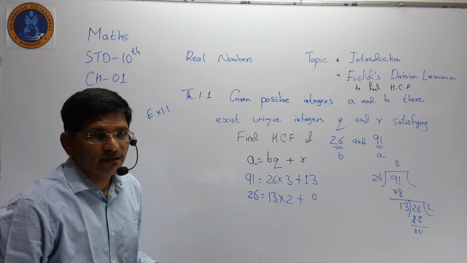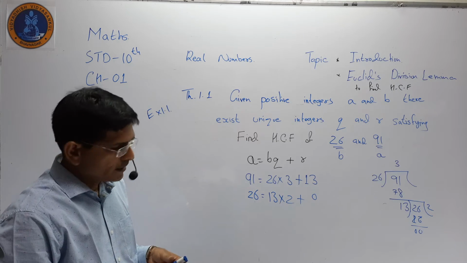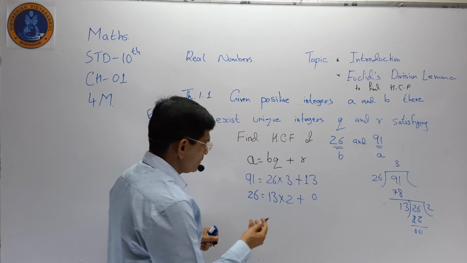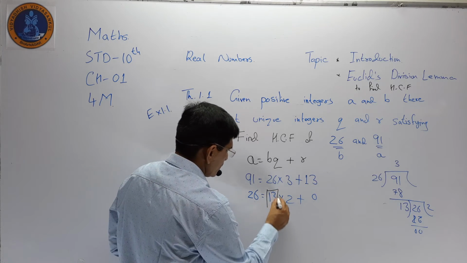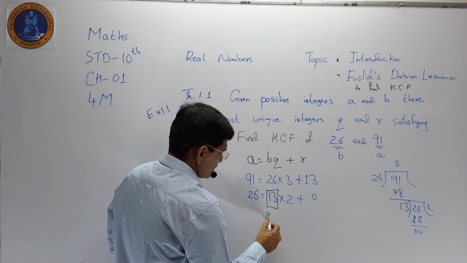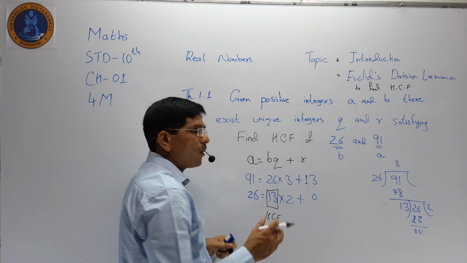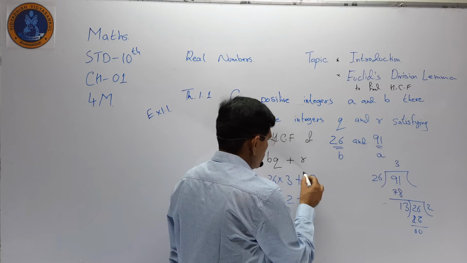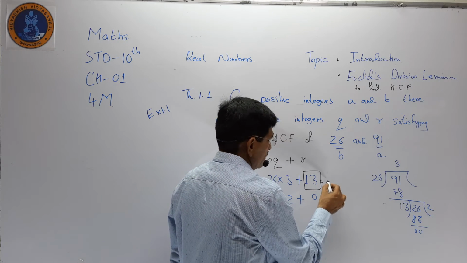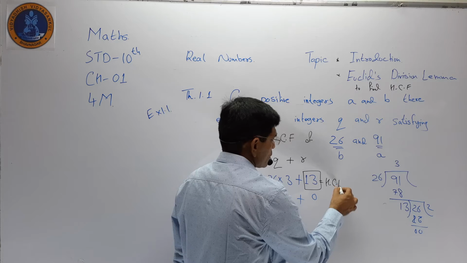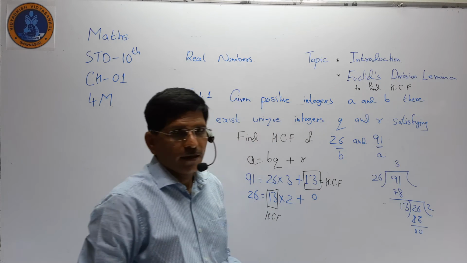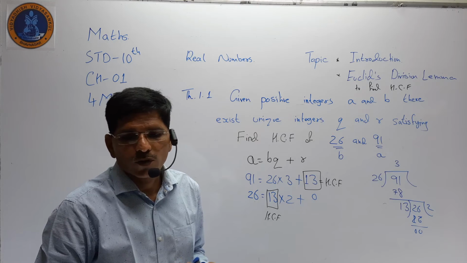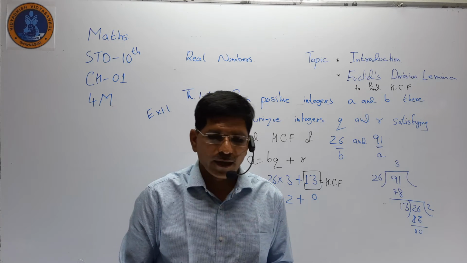What is my HCF? Either it should be B, that is HCF, or the non-zero remainder. The last non-zero remainder is also my HCF.